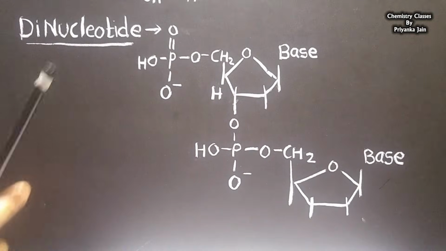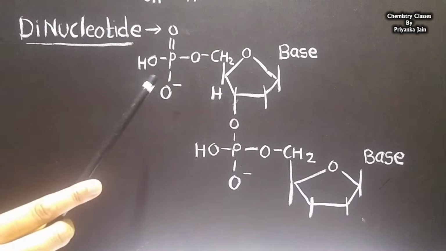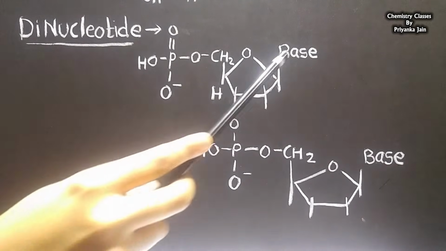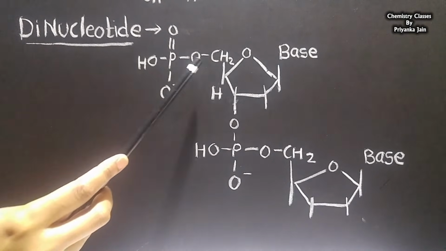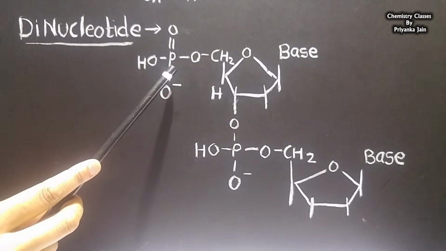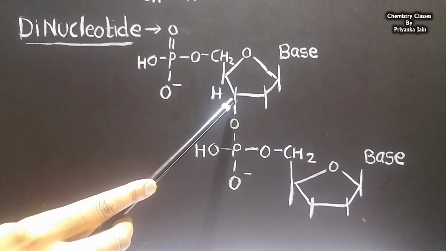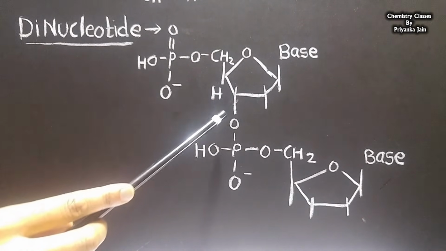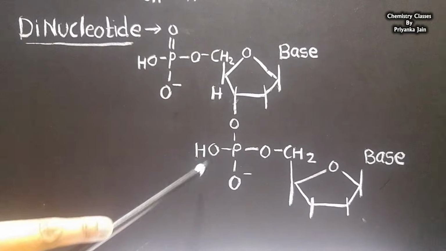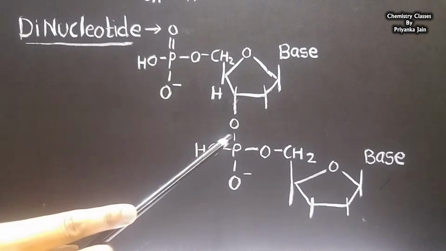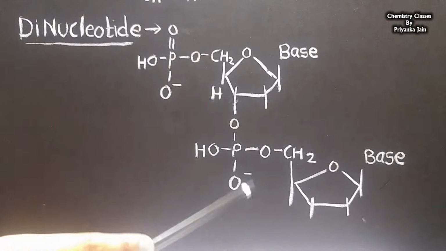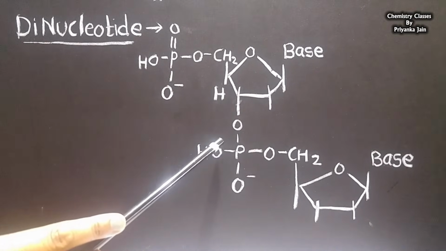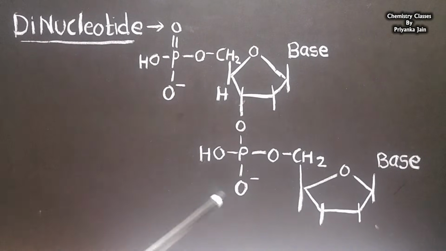Now in the dinucleotide, two monomer units get attached. How will they get attached? At the first carbon atom, the base is attached. At the fifth carbon atom, the phosphate group is attached. Now the third carbon atom also possesses a hydroxyl group, and this hydroxyl group is substituted, and the phosphoric acid group of another nucleotide gets attached at this. It means two nucleotides get linked by this phosphoric acid group and this dinucleotide is formed.